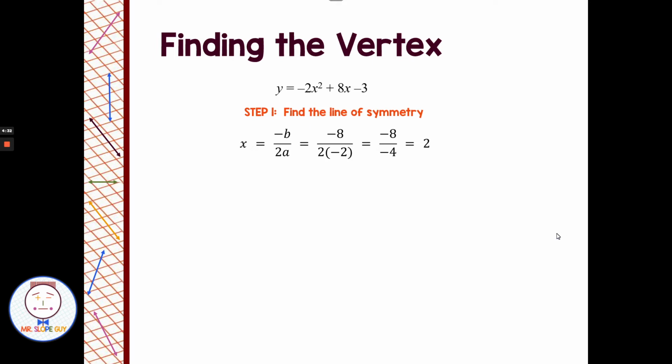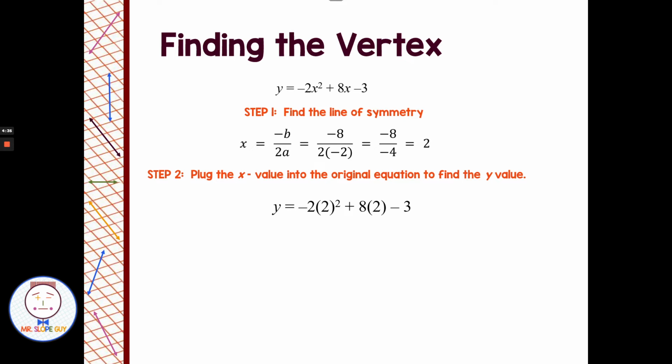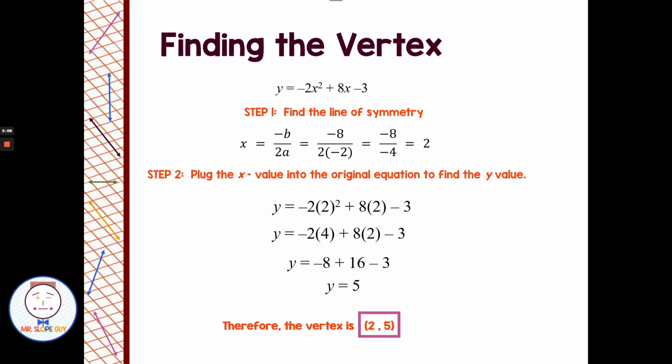Once we have that line of symmetry, we have the x value. We can take that x value, go back to the original equation, and everywhere I see x, replace it with 2 and solve for y. This number is going to give me the second part of the ordered pair of the vertex. So 2 squared is 4, times negative 2 is negative 8, and 8 times 2 is 16. So negative 8 plus 16 minus 3, and I get a y value of 5. I had already found the x of 2, substituted in, and now the y is 5.